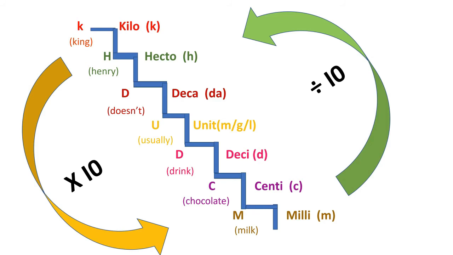I hope you enjoy the song, and you can remember this song for relating these units. So you can see here, when you go up the step, you will divide by 10, because from a lower unit you are moving to a higher unit, you need to divide, and from a higher unit, when you come down to a lower unit, you need to multiply by 10.